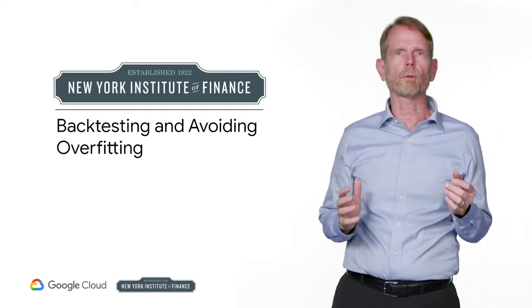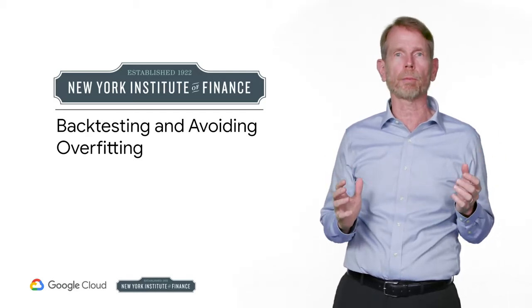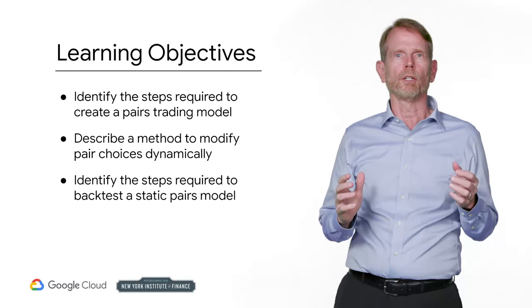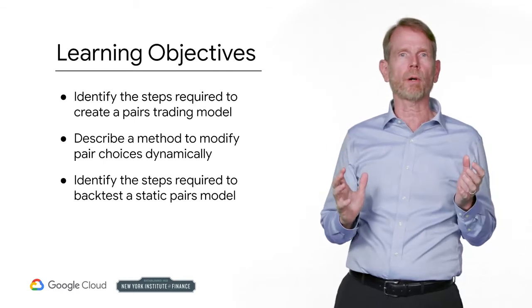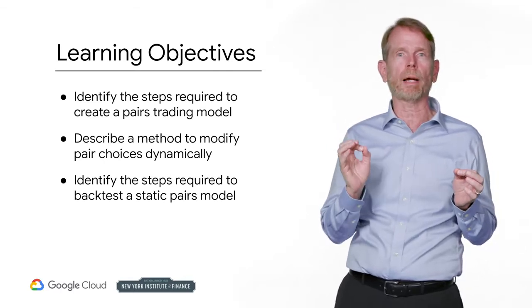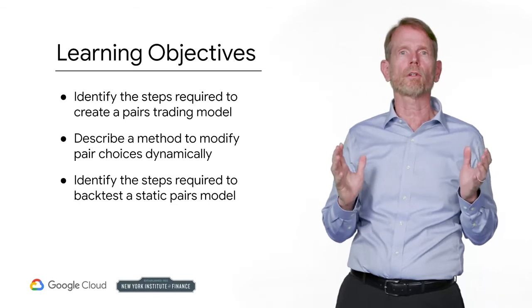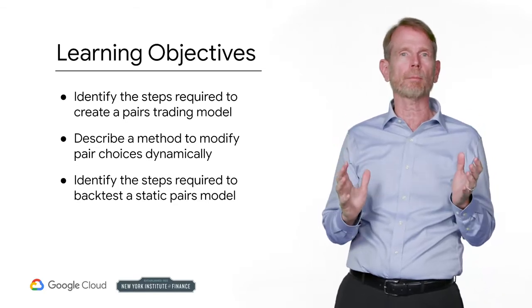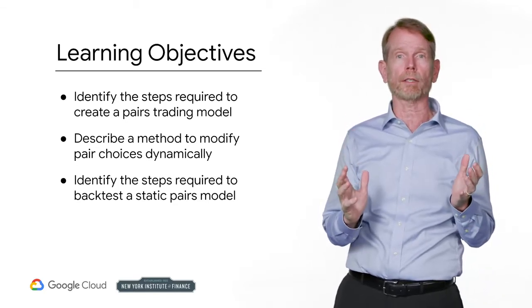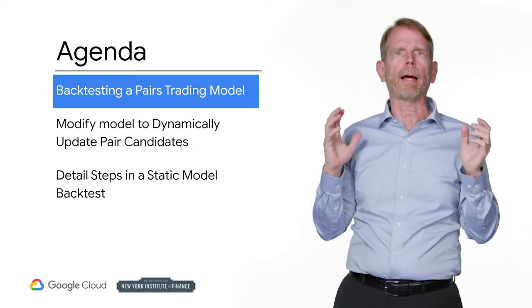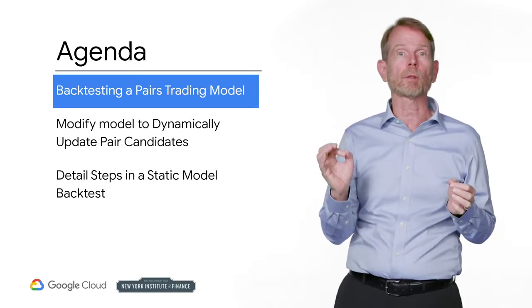In this session, you will learn how to backtest and update your pairs model. You will construct a static pairs model and identify the steps to backtest it. You will also learn about a method to dynamically update your pair choice and backtest it. You will learn how backtesting helps you to select an optimal pair.